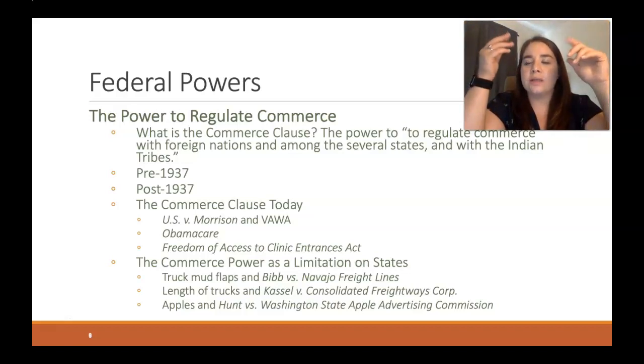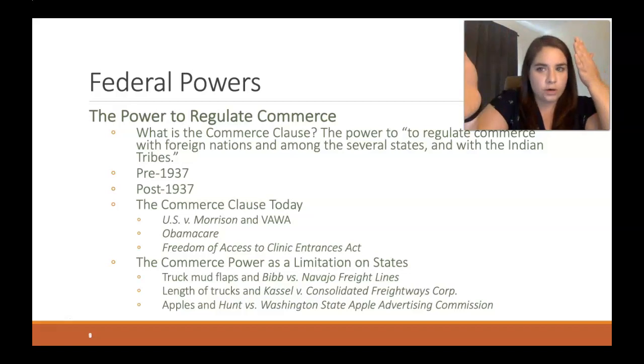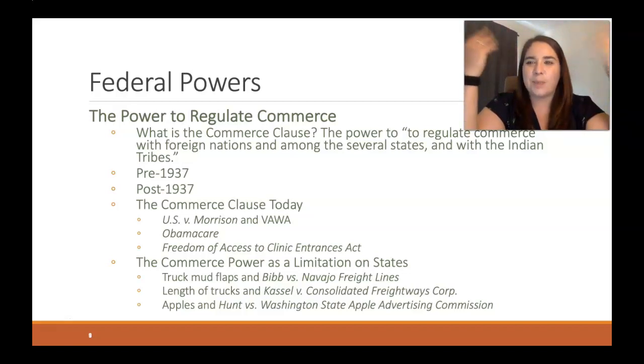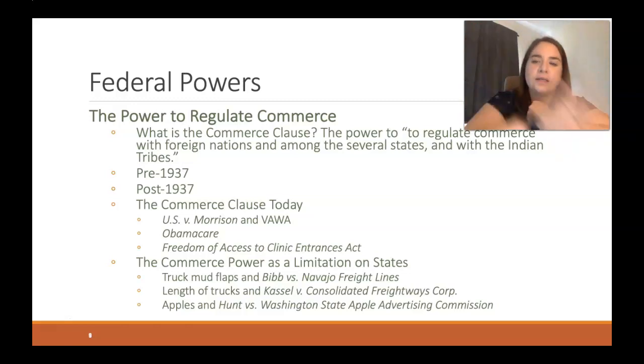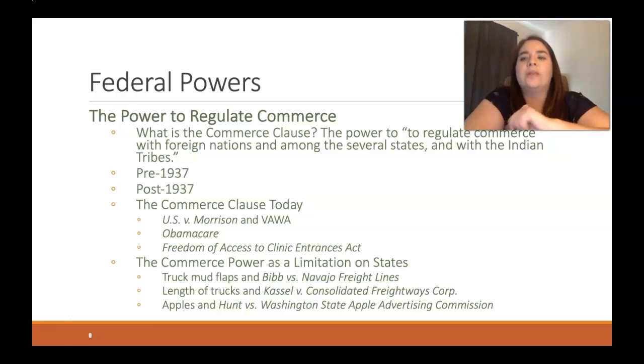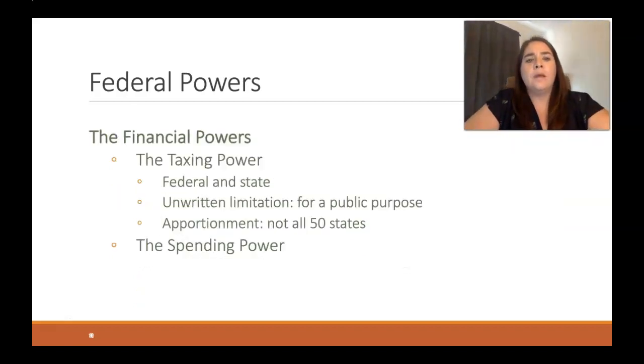So the Commerce Clause can be utilized again as a sword by the federal government to expand their ability to regulate things, or as a shield so that the feds can say, hey, listen, state, you're being unreasonable. That's not a good enough reason. Too big an impact on interstate commerce. That law is unconstitutional.